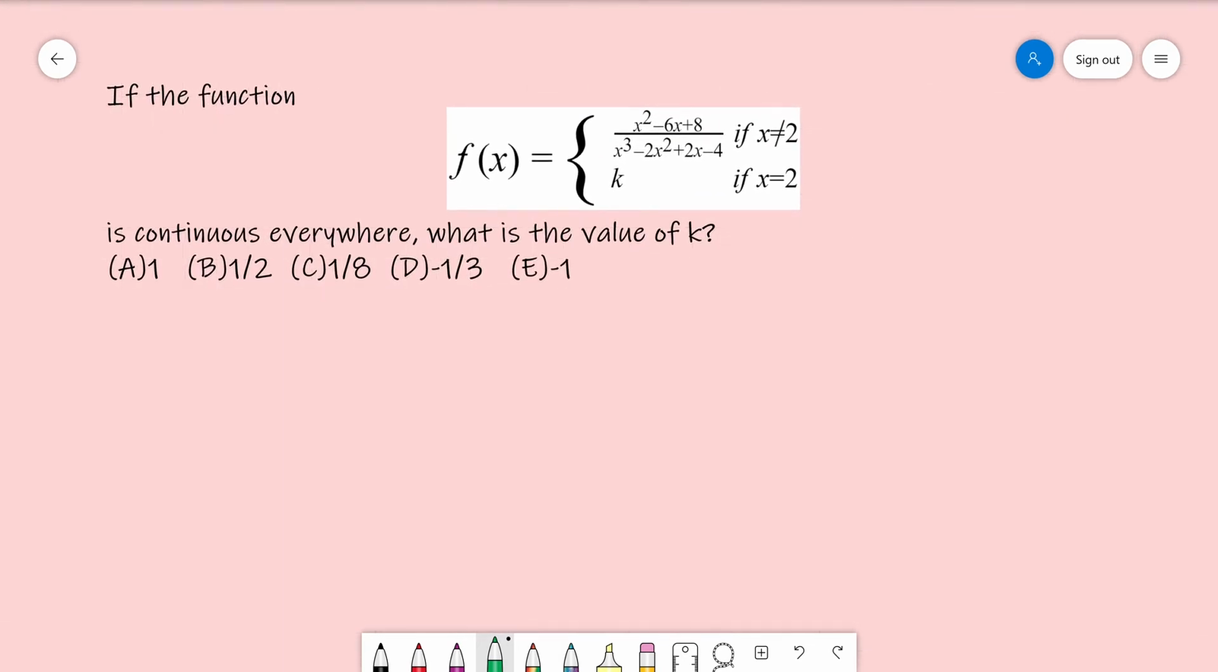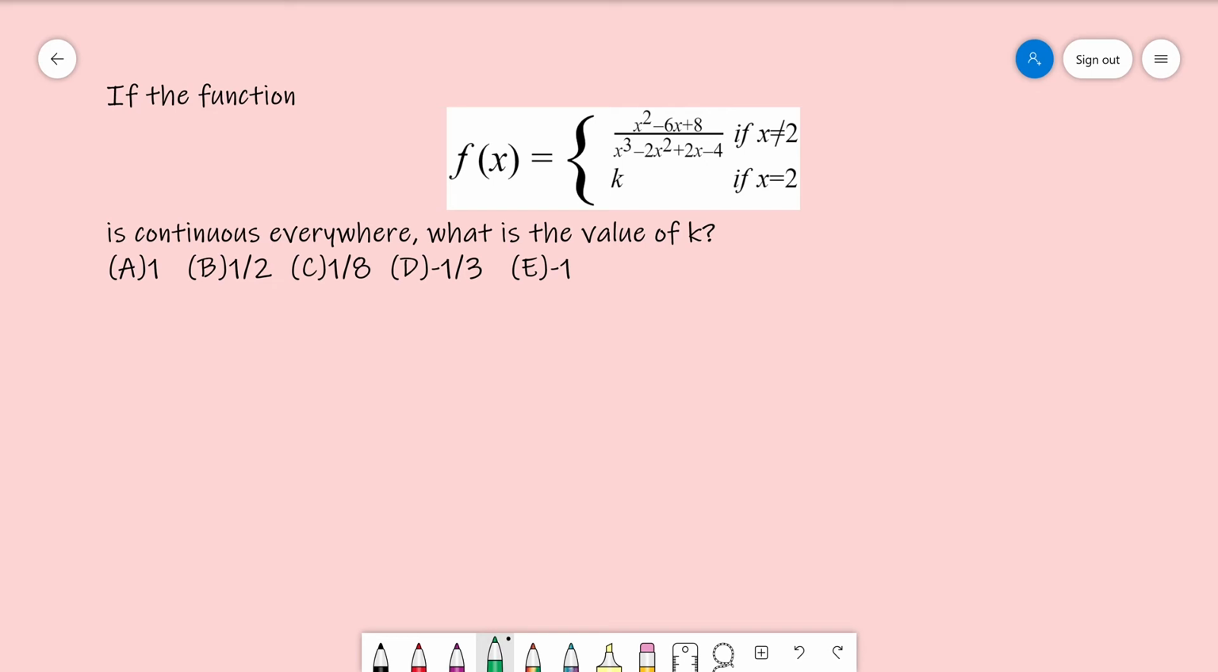In this question, we're given a piecewise defined function. We're told what the value of the function is at every point except x equals 2. And then at x equals 2, it's some number k. And we're told that this function is continuous everywhere, and we're asked to find the value of k.